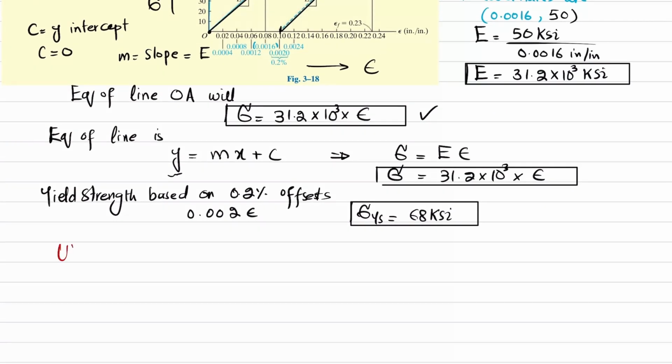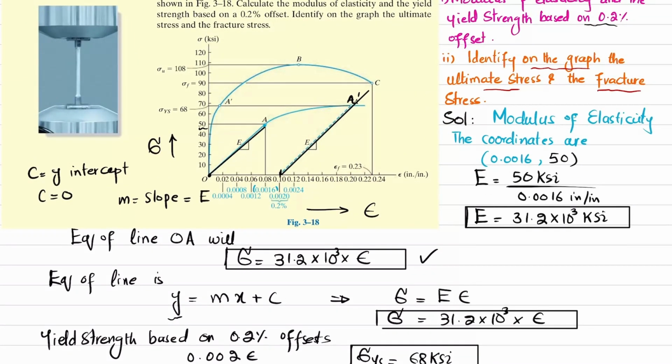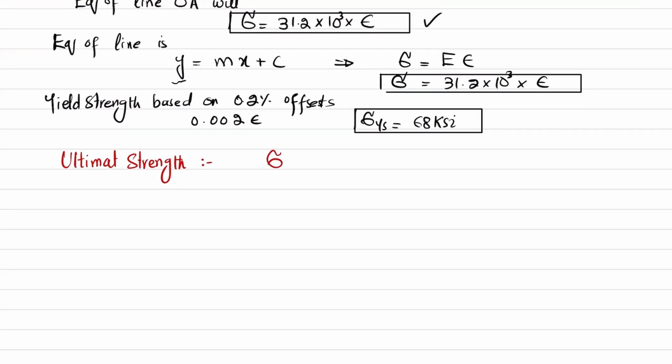So I will write ultimate strength, and we know that ultimate strength is the maximum strength that the material can bear. On the stress strain diagram, you can see the maximum stress will be at point B, and this is equal to sigma u, which is 108. So I can write sigma ultimate comes out to be 108 ksi.